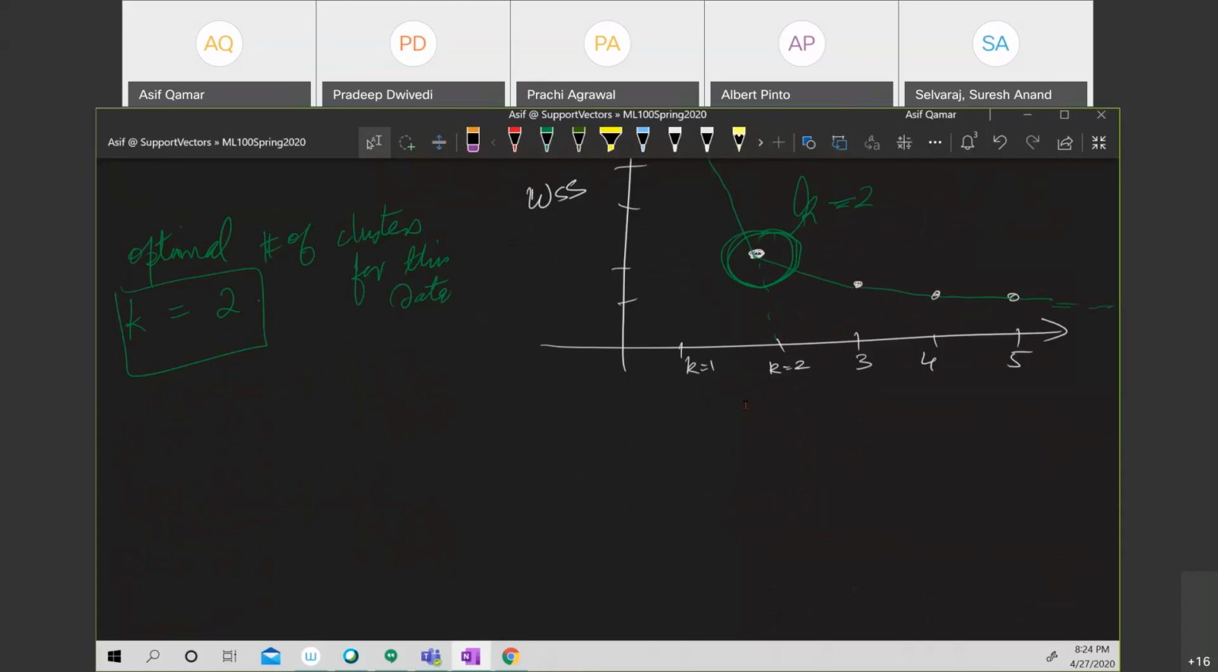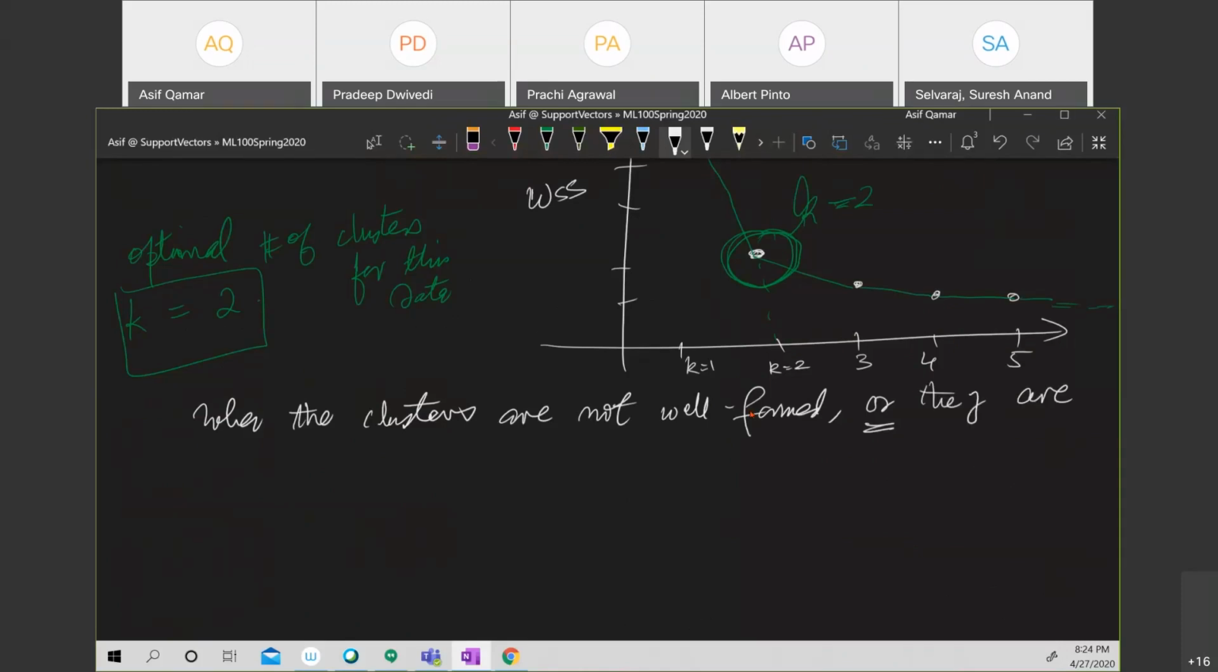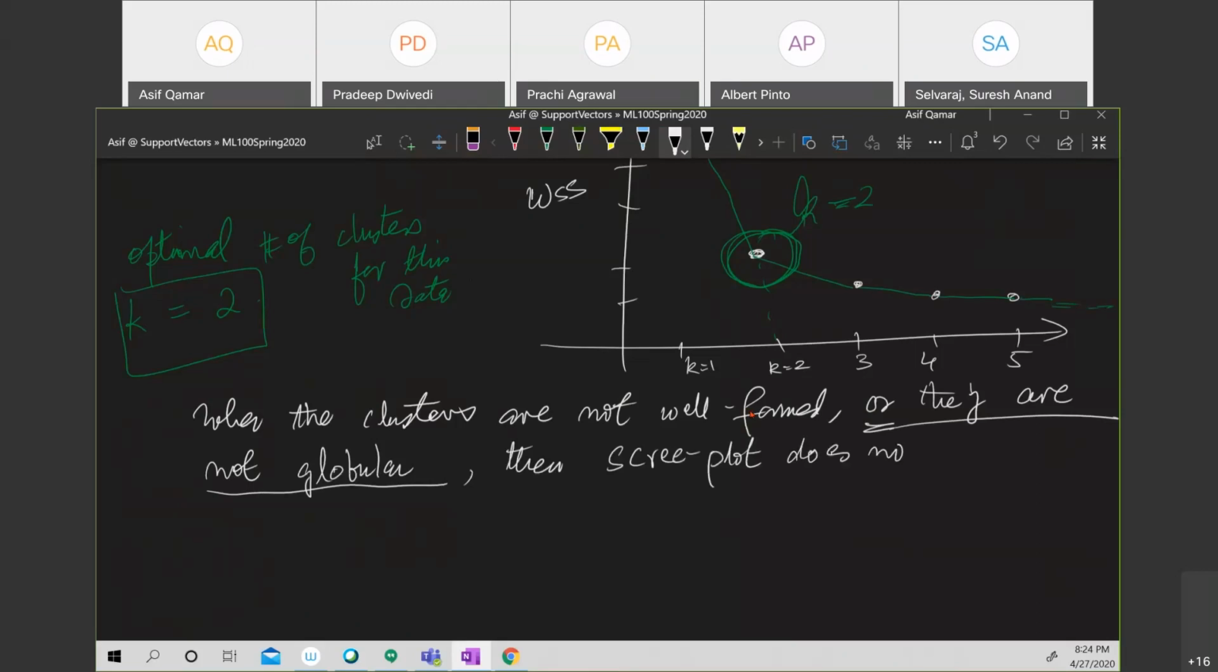What if there are no clear clusters in the data? So here the elbow is clear. When the clusters are not well formed, or they are not globular, and I'll explain what it is, then the Scree plot does not show a clear elbow. What does that mean? Right. So let me explain that.